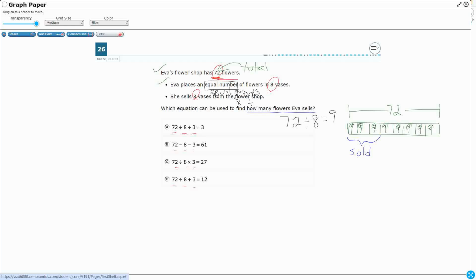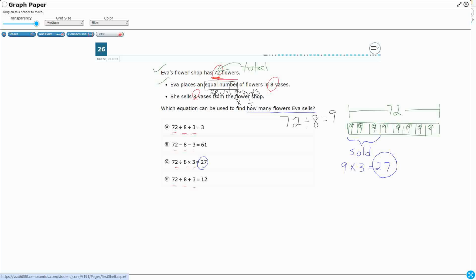We could do 9 plus 9 plus 9, but since everything here seems to be multiplication and division with equal groups, let's go ahead and multiply that. Let's say 9 times 3 equals 27. So she ended up selling 27. Now, you notice that if we just solve the problem on its own, we could figure out the answer without even trying to figure out what the equation looks like, because that's the only answer that has 27.